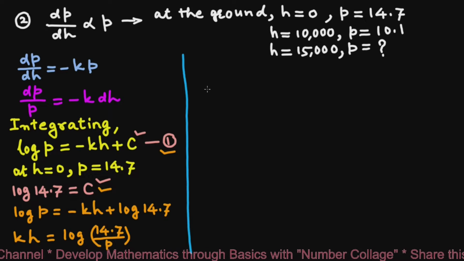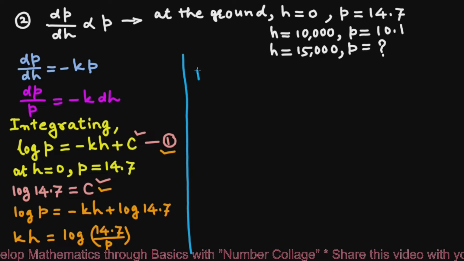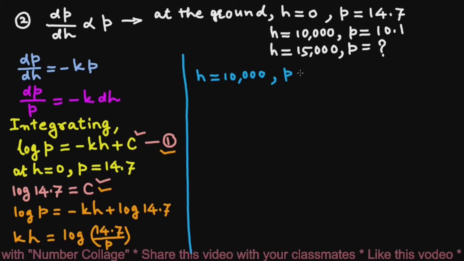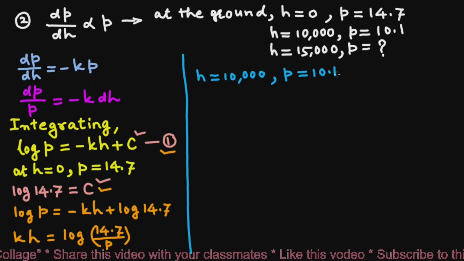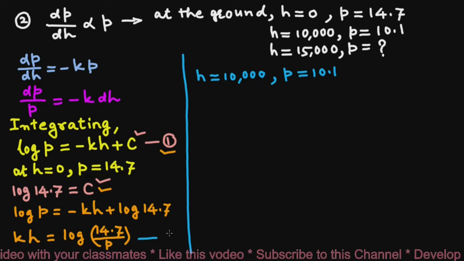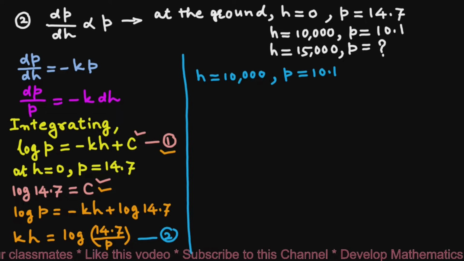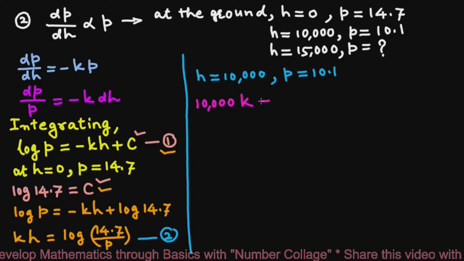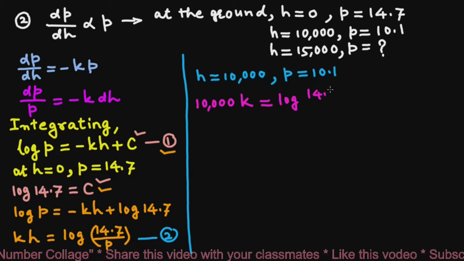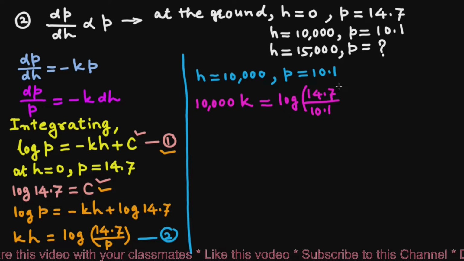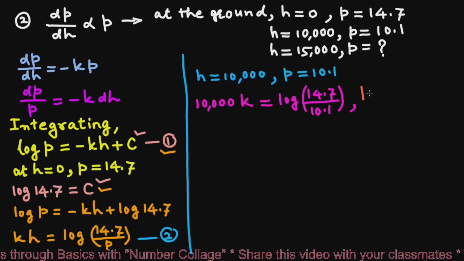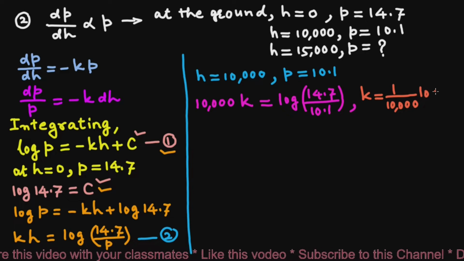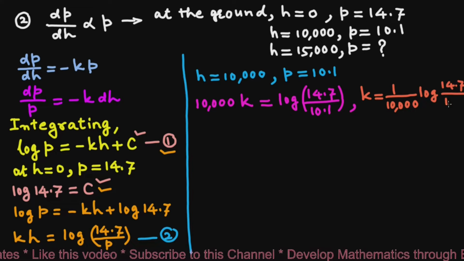In the next condition, it is given that at altitude h = 10,000 units, atmospheric pressure was 10.1 units. So using this value in equation 2, we write k into 10,000, that is 10,000k = log (14.7/10.1). So the value of k will be 1/10,000 into log of (14.7/10.1).